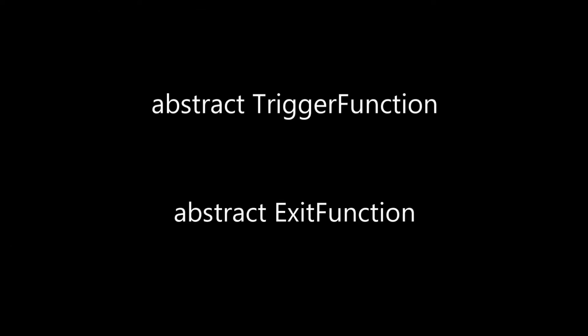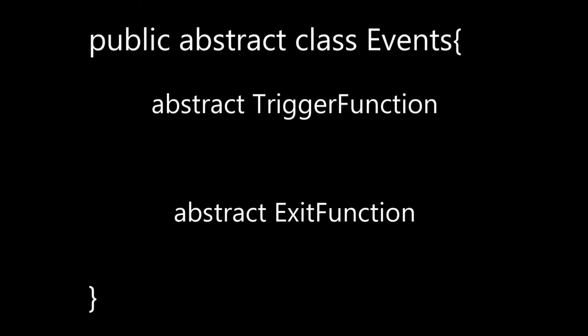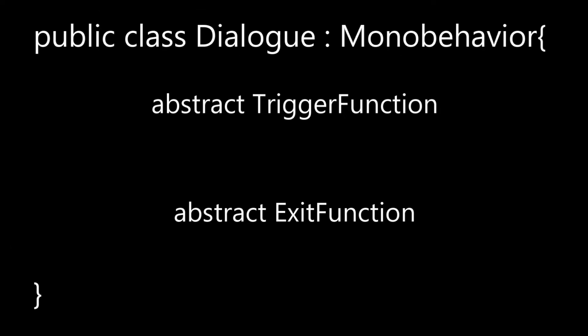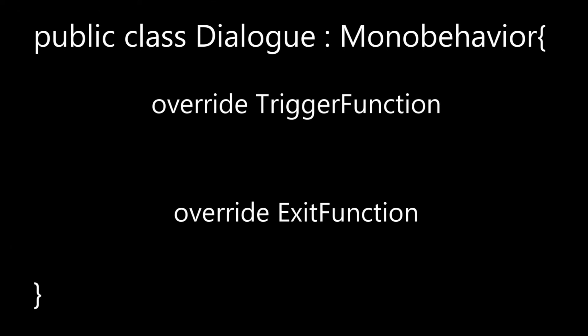However, the code for each of these different types of events, whether it be dialogue, cutscenes, whatever, may be different. And so by making the different functions have the keyword abstract in the events class, it means that it's very generic and it doesn't really know what to do by itself. But then in the actual event script, which is dialog in this case, we can actually define what those functions do by rewriting the same functions and using the keyword override. This just tells the function what we actually want it to do.